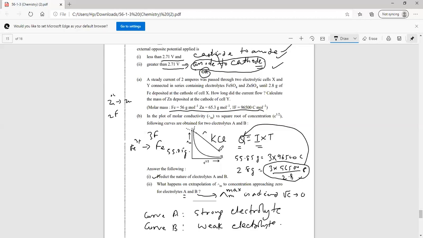In case of strong electrolyte, as dilution is increased, molar conductivity increases. And when dilution is such that there is no concentration of the electrolyte, it will show no molar conductivity. That means at infinite dilution, the molar conductivity of strong electrolyte will be very less. Whereas at infinite dilution of weak electrolytes, it will have some molar conductivity. So in this way, you have to explain this second part.